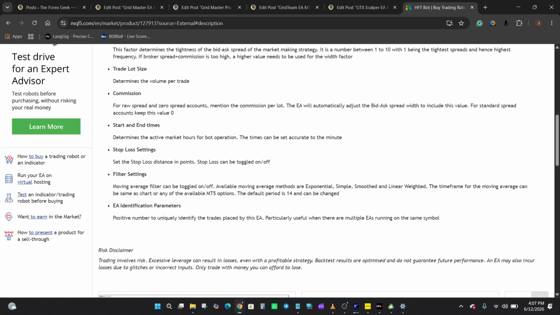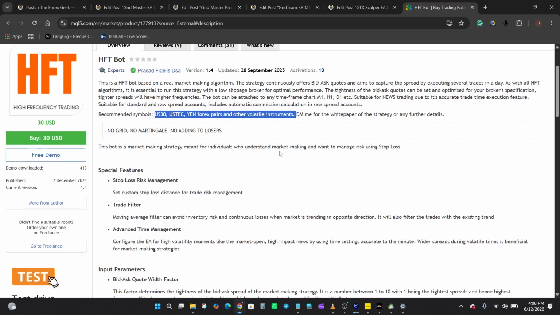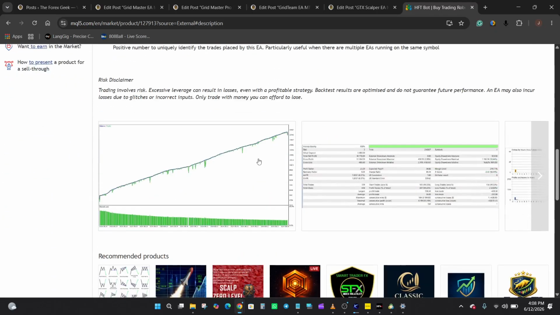Now, before moving into the backtesting section, it is worth mentioning the recommended instruments provided by the developer. The marketplace page specifically lists US 30, US Tech, Yen Forex pairs, and other volatile instruments as suitable markets for evaluation. Now, let us take a look at the historical backtest results.